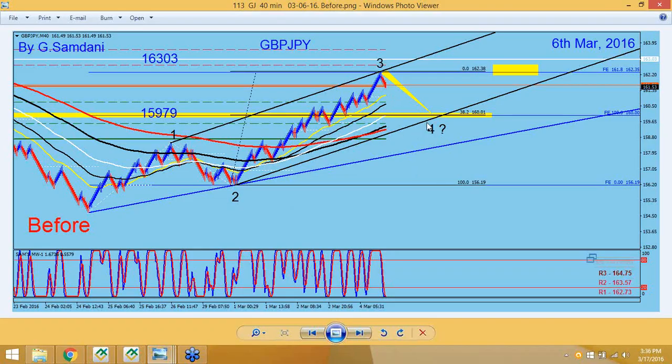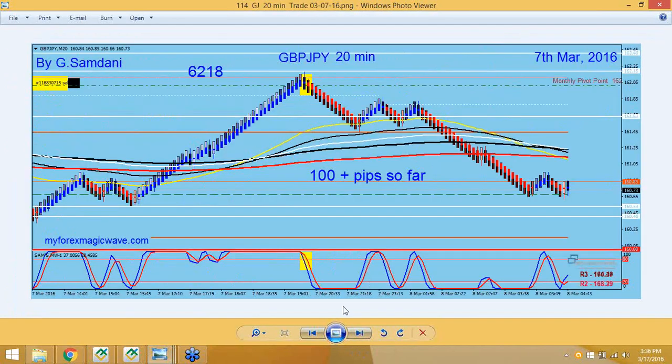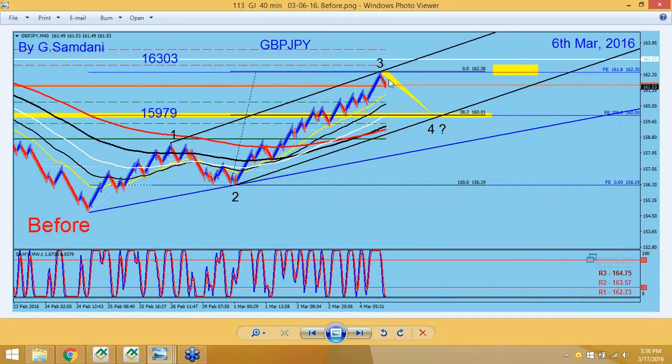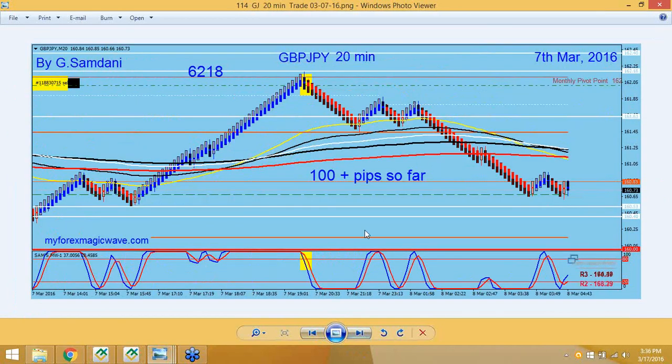So let's get started from here, because from here I start tracking it step by step for my subscribers as well. See what happened. We wanted to see it come down. It needed to come down for wave 4, right? And it usually comes in three waves, an A, B, C correction. You should go A, B, and C, right? So start shorting from there.